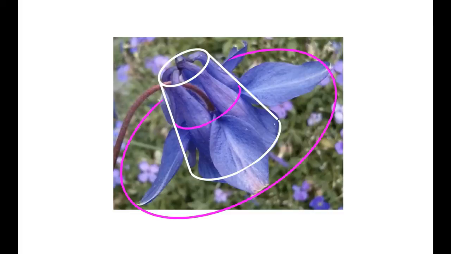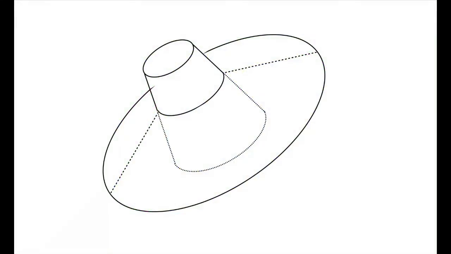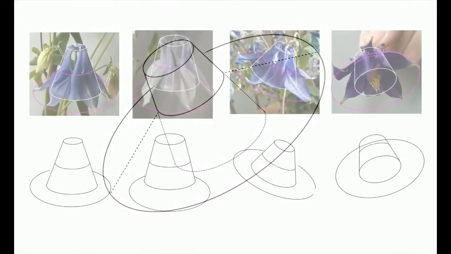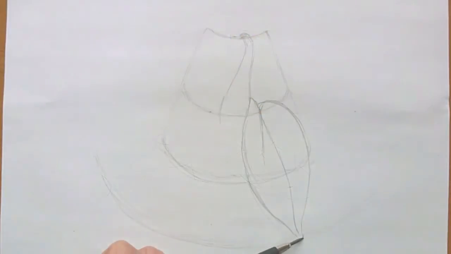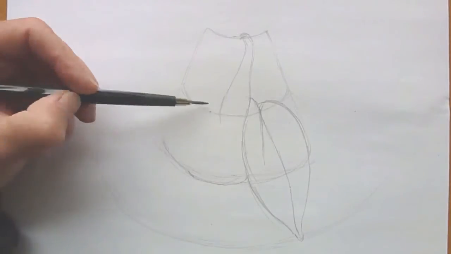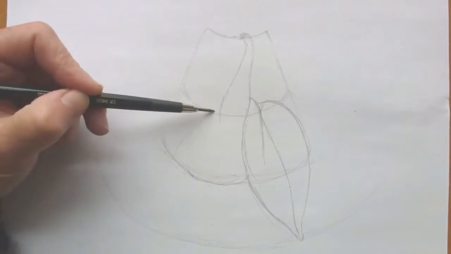By drawing this basic traffic cone shape first, you can use this as a guide to plot the individual flower elements. But be aware that the angle and shape of your traffic cone will vary depending on the shape and position of your individual flower. Here is a sped up clip of this idea in practice on a large scale flower.